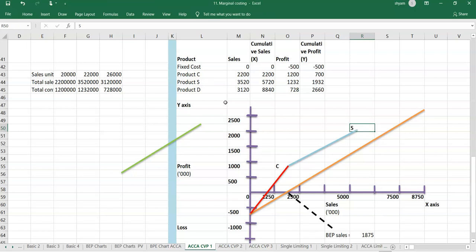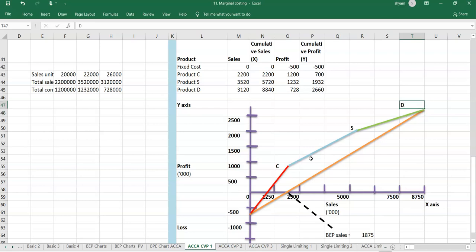And the last one is product D. Product D, the total is 2,660 of profit. So that is this point. And also the total sales is 8,840. So that is this point. So the first line and the last line points are almost the same. So we have got the line. The ending is product D.